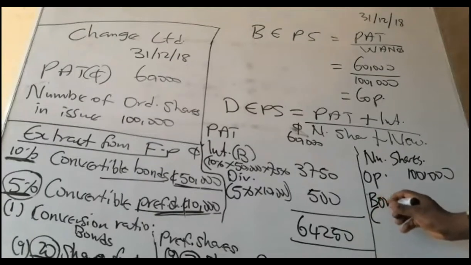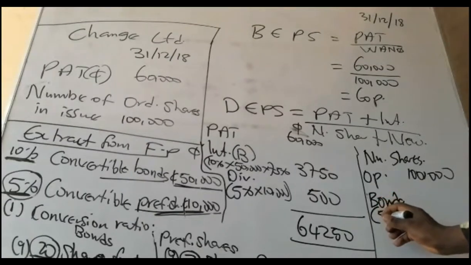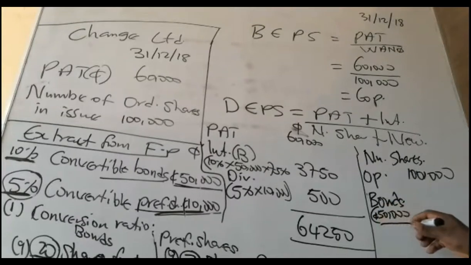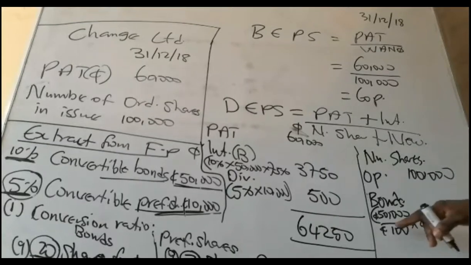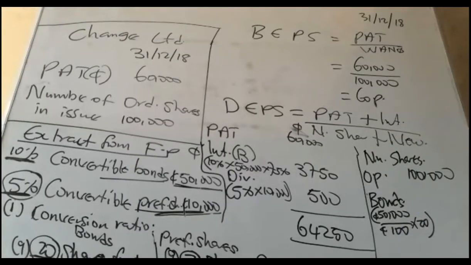Open the brackets. There is 50,000 Ghana cedis divided by the par value, which is the 100 given to you in the question, times the number of shares you are giving to them. Give them 20 shares. So the bonds will give us how many shares? 50,000 over 100 Ghana cedis times 20. So this basically gives us 10,000 shares. Good. So 10,000 shares. Then you are done.